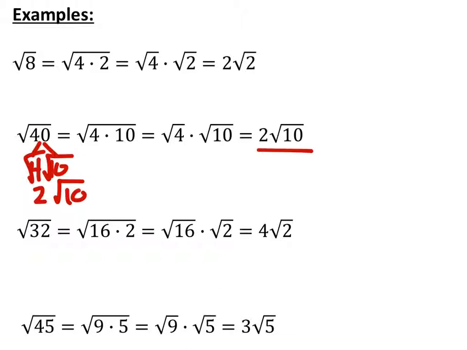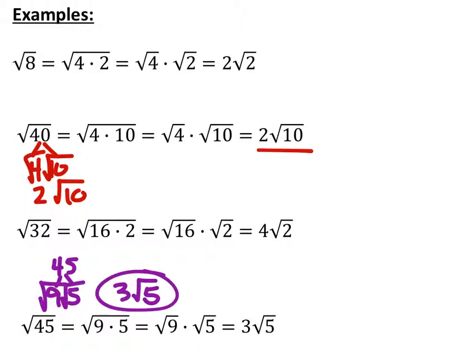Same with the square root of 45. 45 would split up into 9 and 5. Now again, we're using 9 because it's a perfect square. The square root of 9 is 3. The square root of 5 is not a perfect square, so it stays a square root. That would be the answer for the square root of 45.